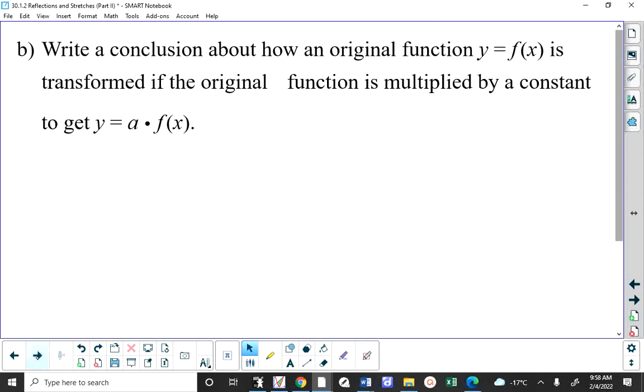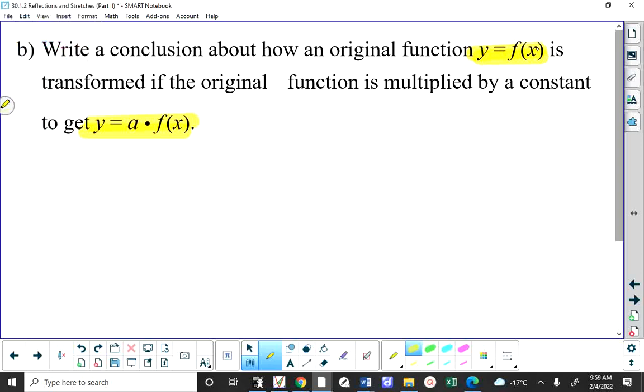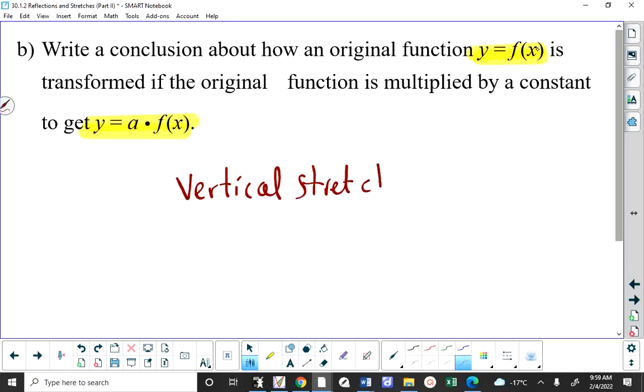So, write a conclusion. When we go from y equals f of x to y equals a times f of x, okay, now we have a new parameter. You had h, you had k, now you've got a. There's a vertical stretch by a factor of a.